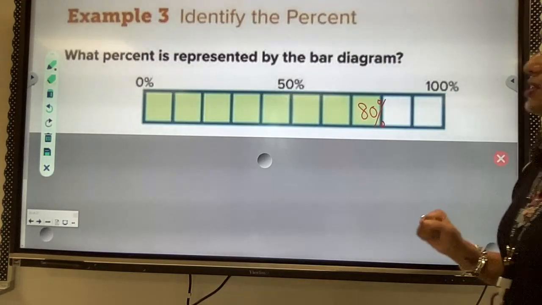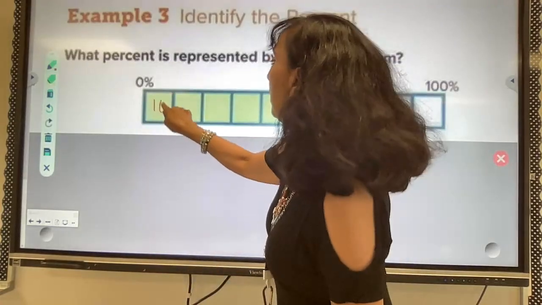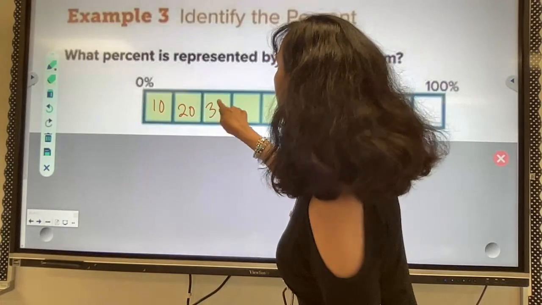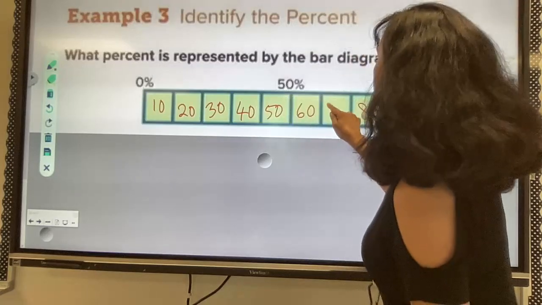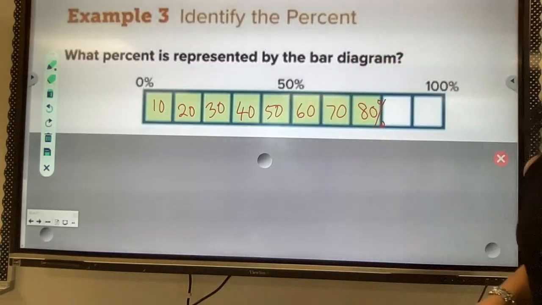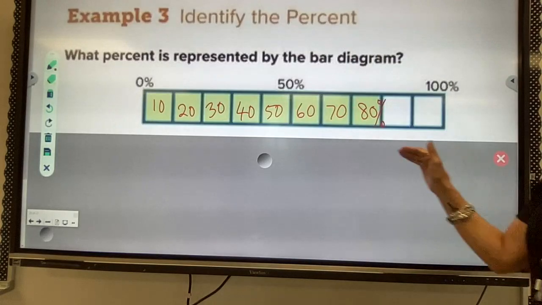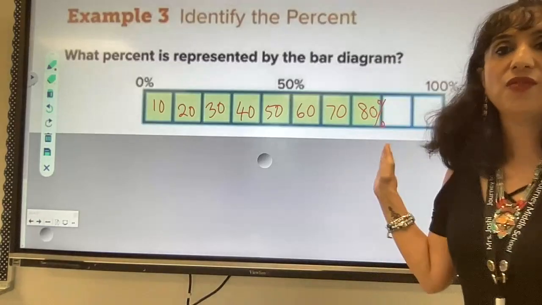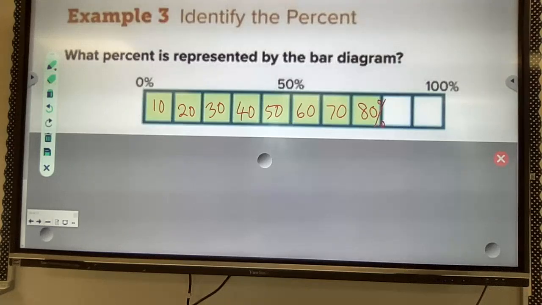Each section is representing 10%, right? Because this is 10, 20, 30, 40, 50, 60, 70. So these are all percents. How many sections are shaded over here? 8 sections out of the 10 are shaded. So 8 times 10% is 80%. And so the bar diagram is representing 80% in this question.